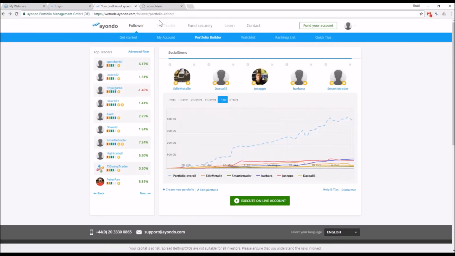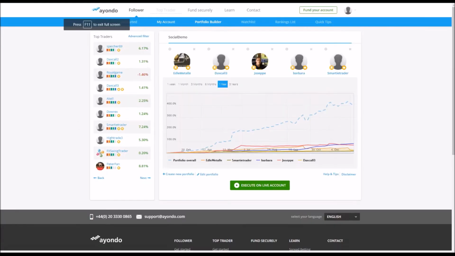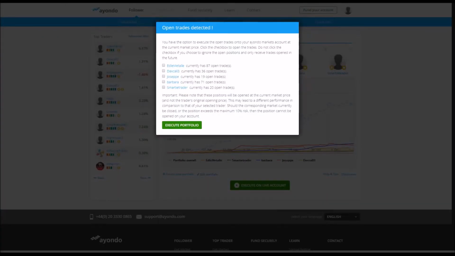So I've set my individual levels of risk for all these people, and I'm nearly ready to go. What happens now is every trade they do from now on will be followed on my account. So let's click on execute on live account. Here we go. There are a couple of safety screens before anything happens. Open trades detected. Clearly, these are active traders, so the chances are they've got trades open already.